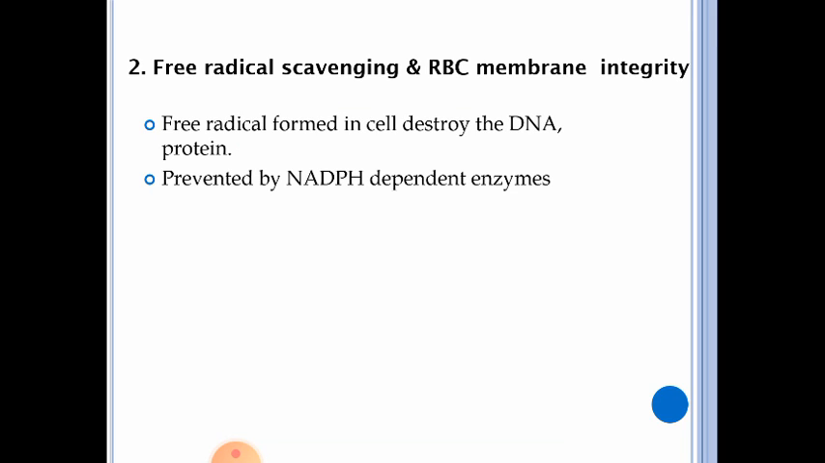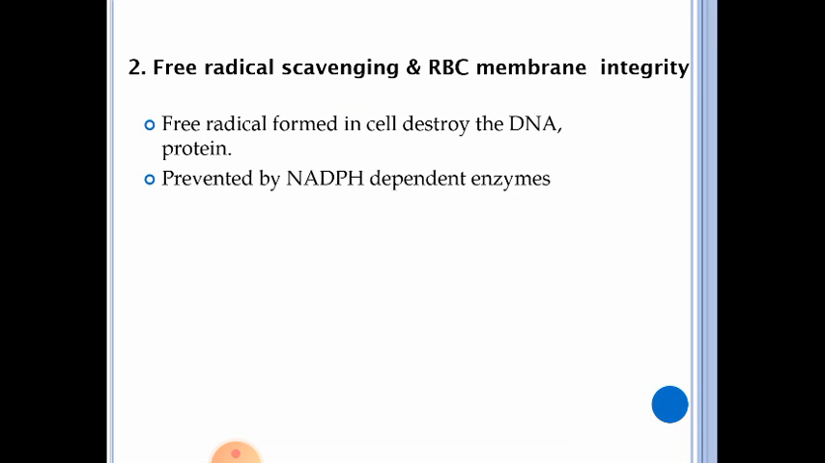So these free radicals can cause damage to the DNA or the protein, which leads to cell death or cell damage. So it is important to remove these free radicals. Free radicals are removed with the help of various NADPH dependent enzymes like cytochrome P450 and glutathione. All those are NADPH dependent. So it is important to remove free radicals from the tissues to maintain the normal functioning of the cell.